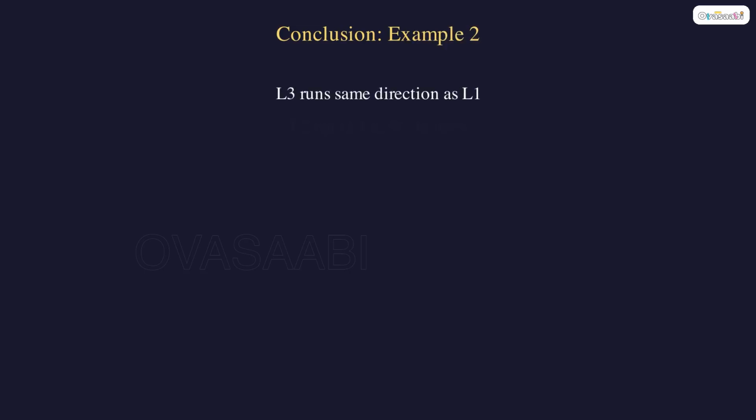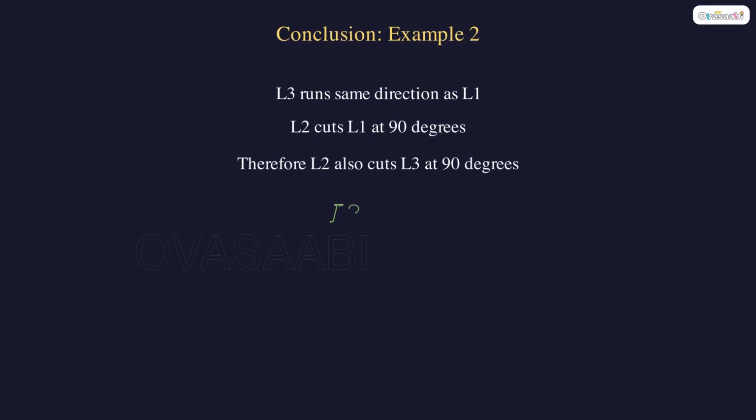Since L3 runs the same direction as L1 and L2 cuts L1 at 90 degrees, L2 must also cut L3 at 90 degrees. So L3 is perpendicular to L2.